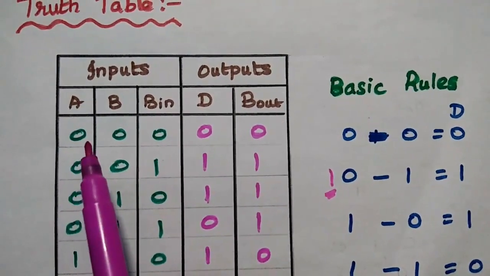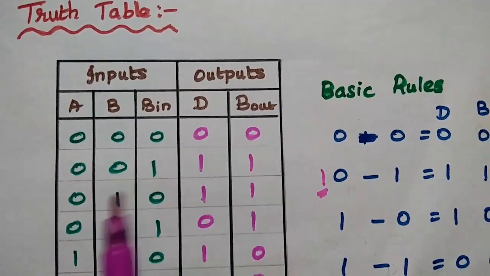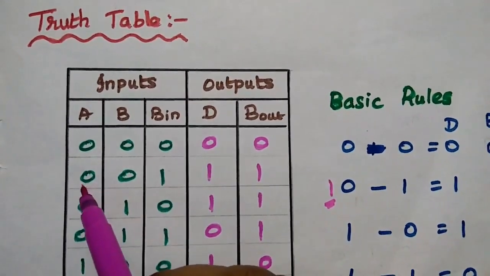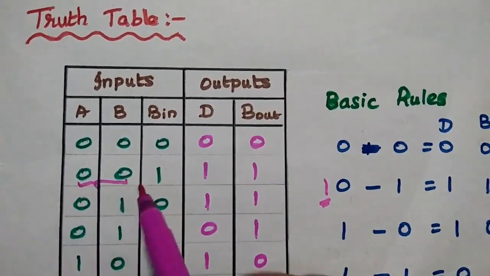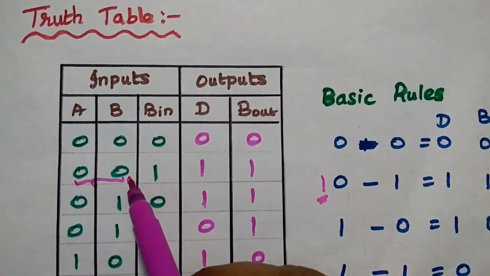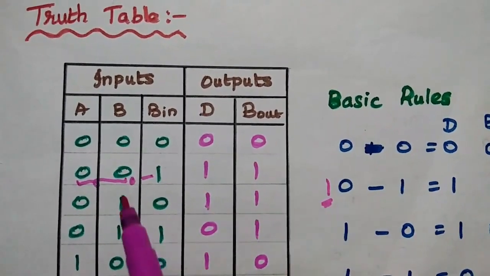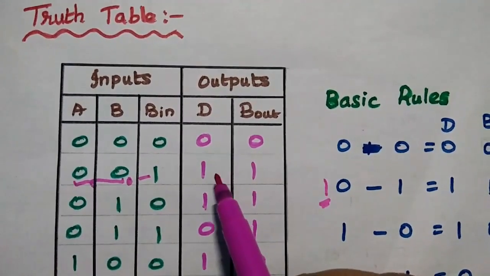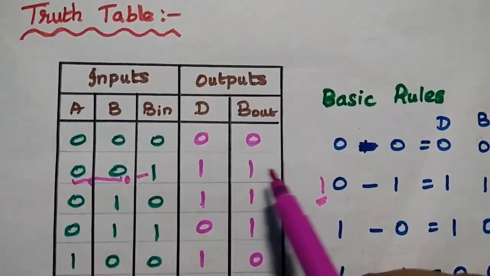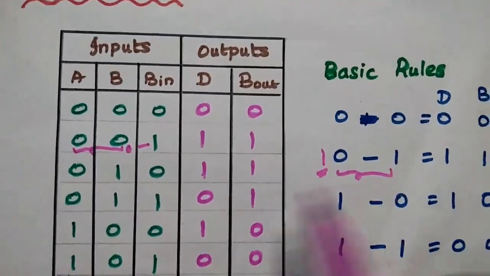So here 0 minus 0 is 0. Then 0 minus 0 is 0. Here we have to perform subtraction for the first two. Okay, 0 minus 0, the result is 0 here. Then 0 minus 1. So here the second rule applies. The minuend is smaller than the subtrahend, so in that case we get difference 1 and borrow 1. So this is the second case.